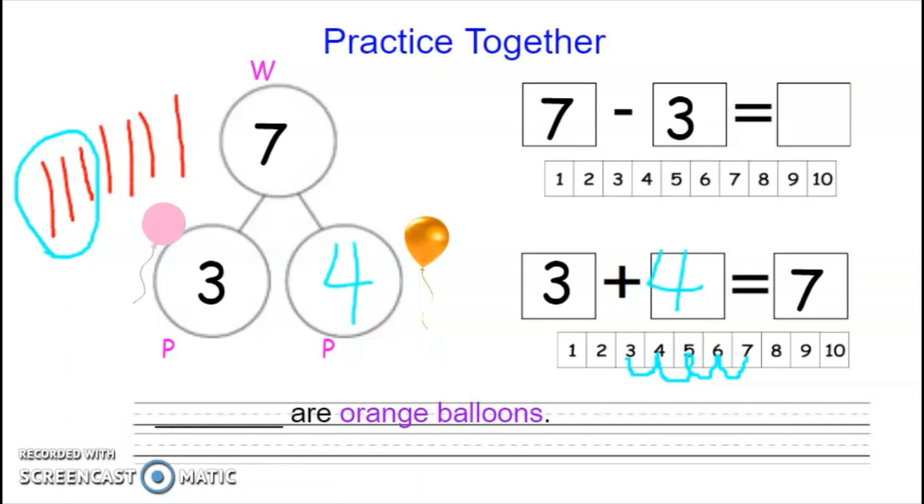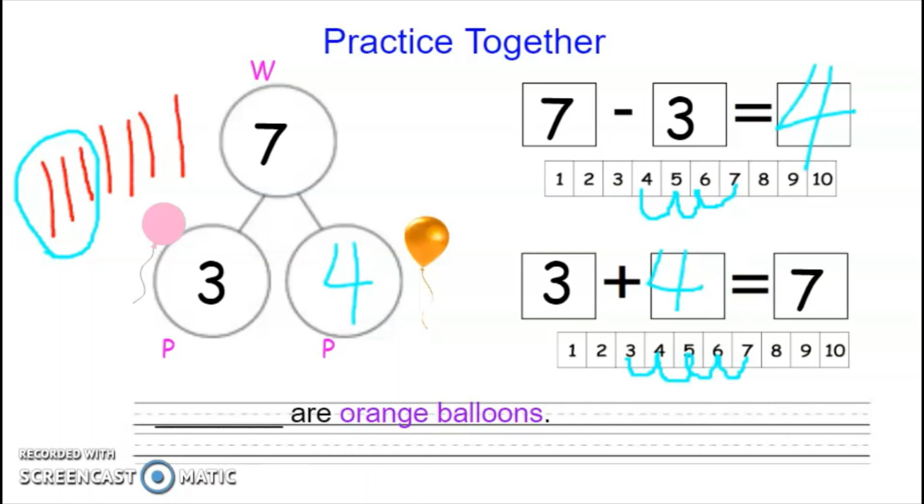Now, let's move to our count back or jump back strategy. Remember with this one, we jump back. So we're going to go ahead and start at 7. And we're going to do 3 jumps. Ready? 1, 2, 3. I landed at which number? That's correct. I landed at 4.